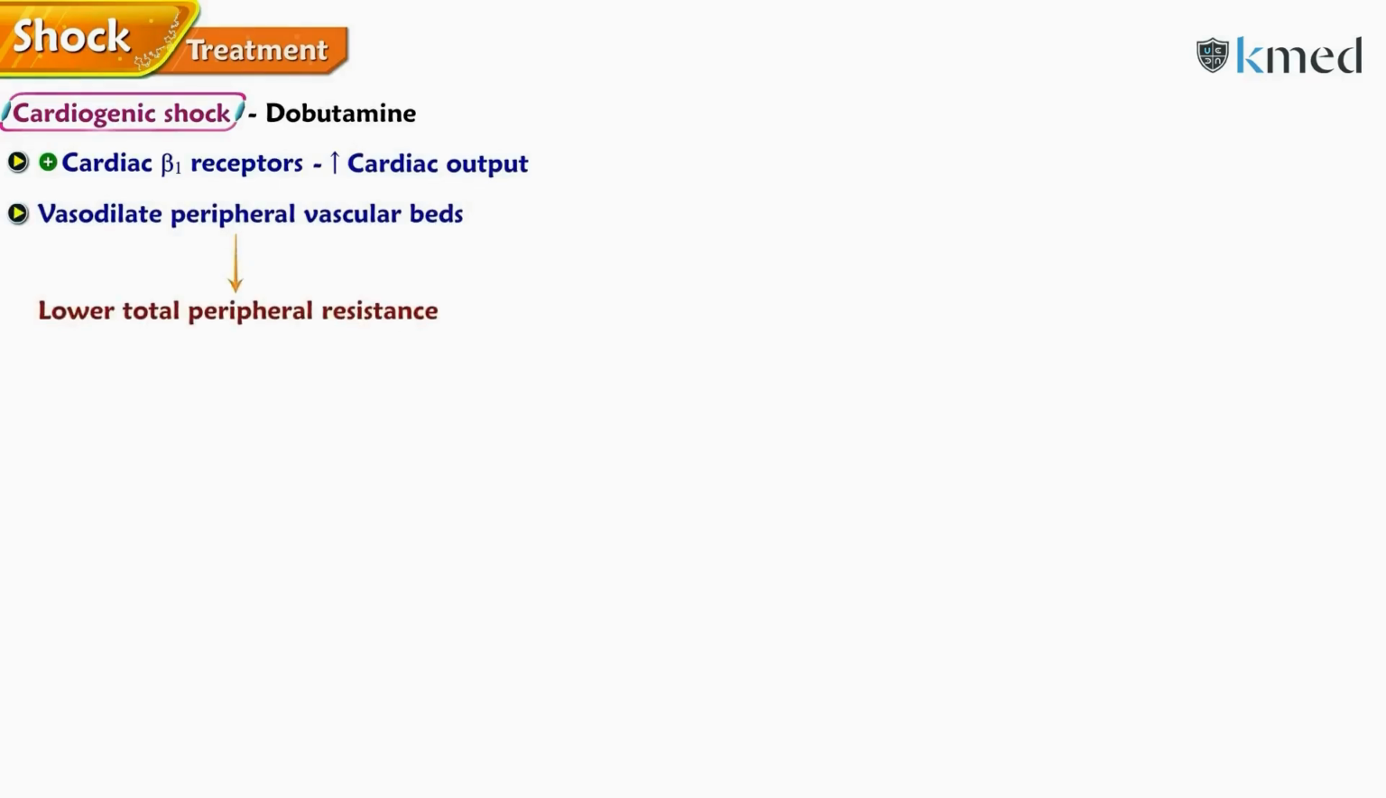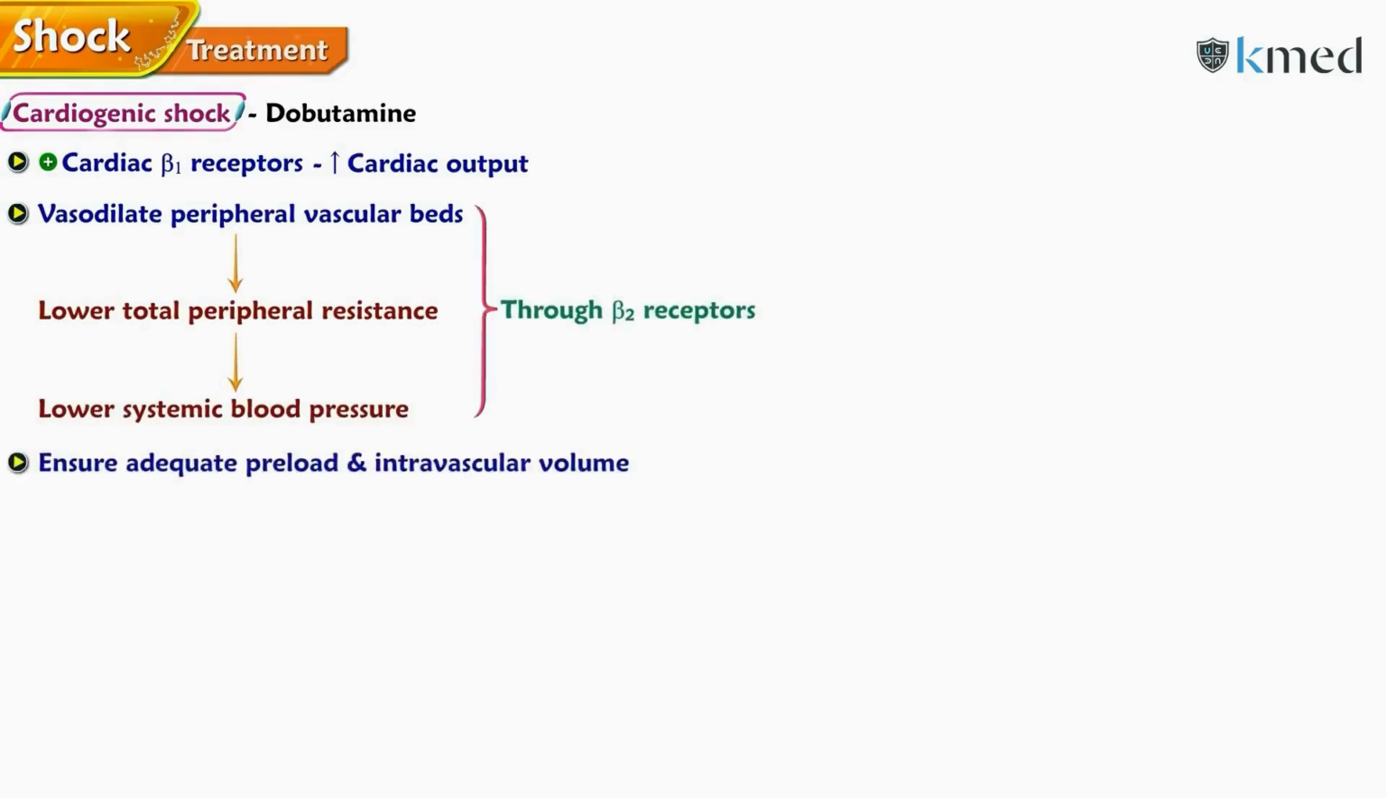Dobutamine stimulates cardiac beta-1 receptors to increase cardiac output, but may also vasodilate peripheral vascular beds, lower total peripheral resistance, and lower systemic blood pressure through beta-2 receptors. Ensuring adequate preload and intravascular volume is essential before starting dobutamine.